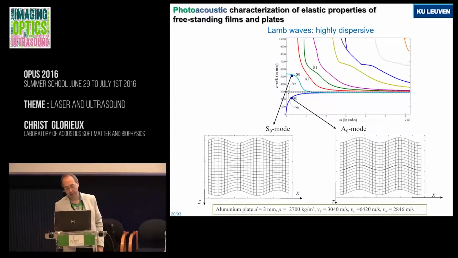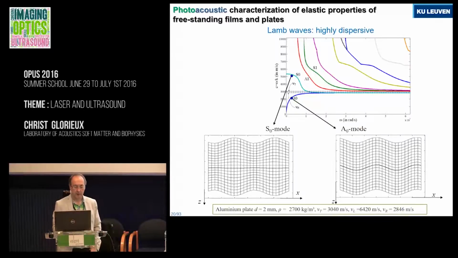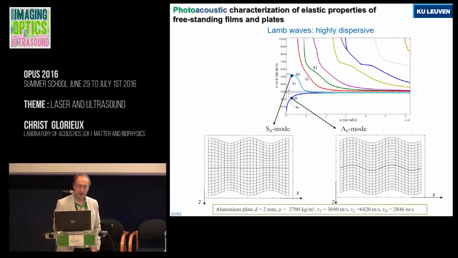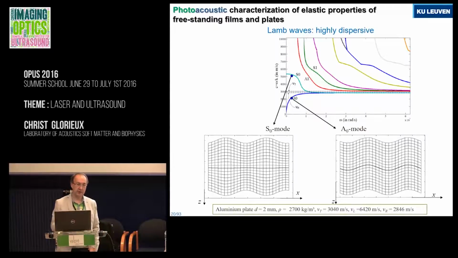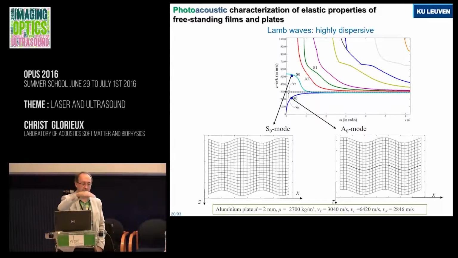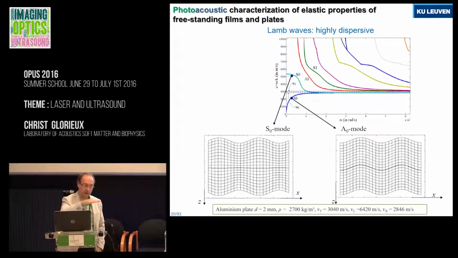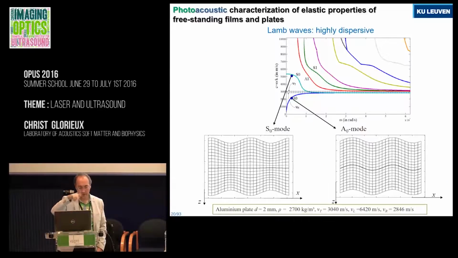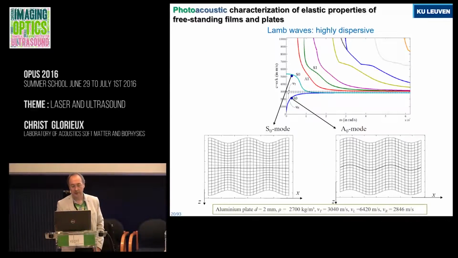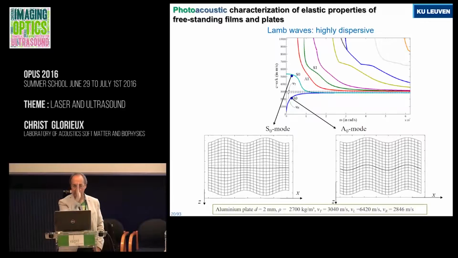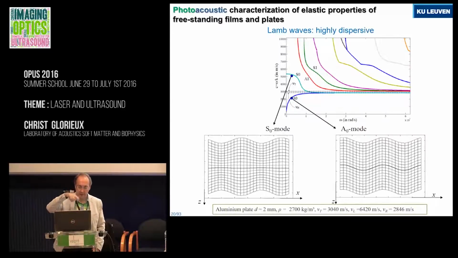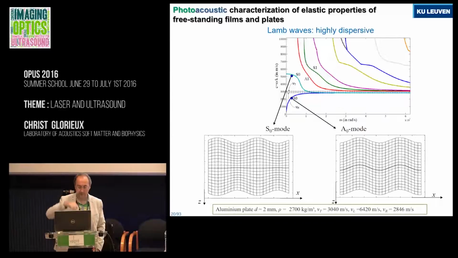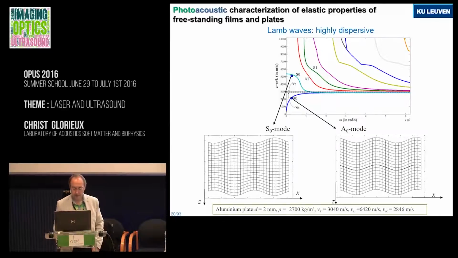If you go to high frequencies, the wave is faster. These other modes here correspond to waves which are not only going along the surface, but also have some kind of double reflections in the sample. These limiting cases, these asymptotic values, are related to standing waves across the film instead of running waves along the film.